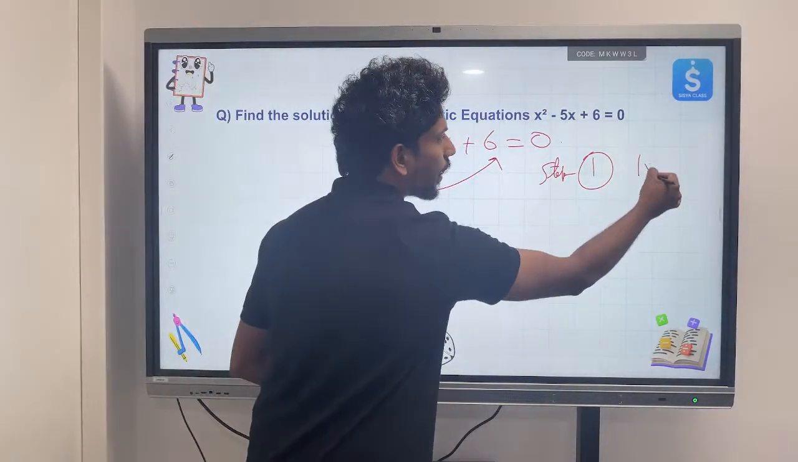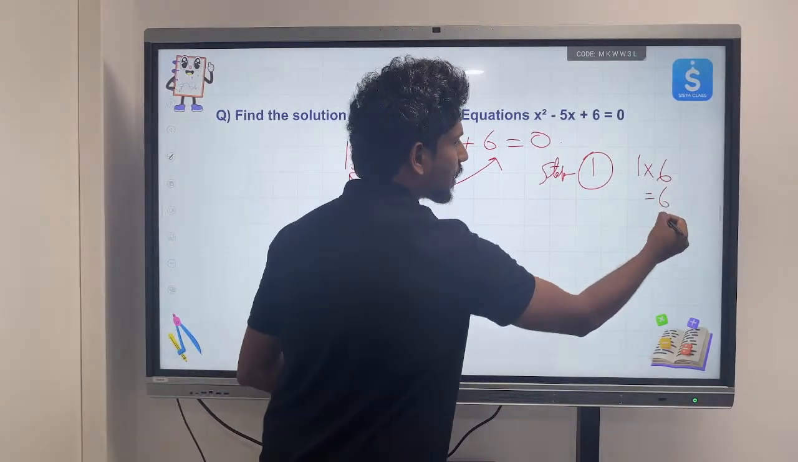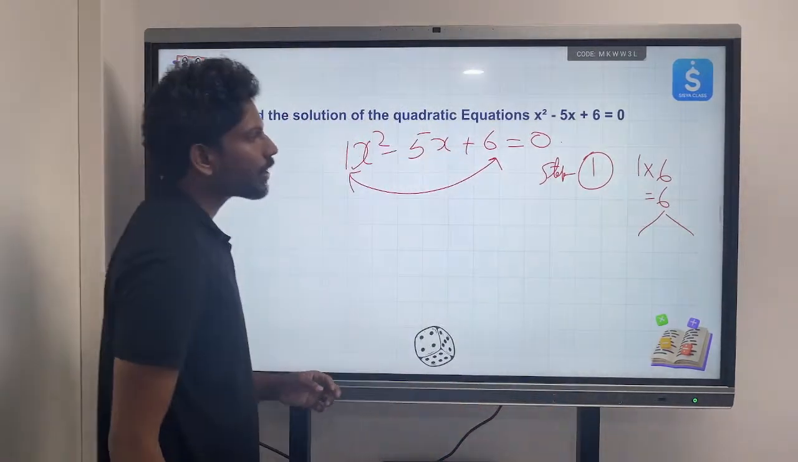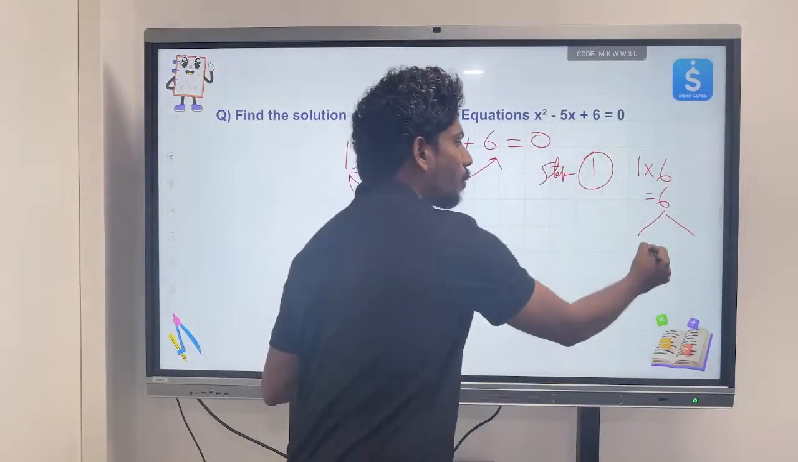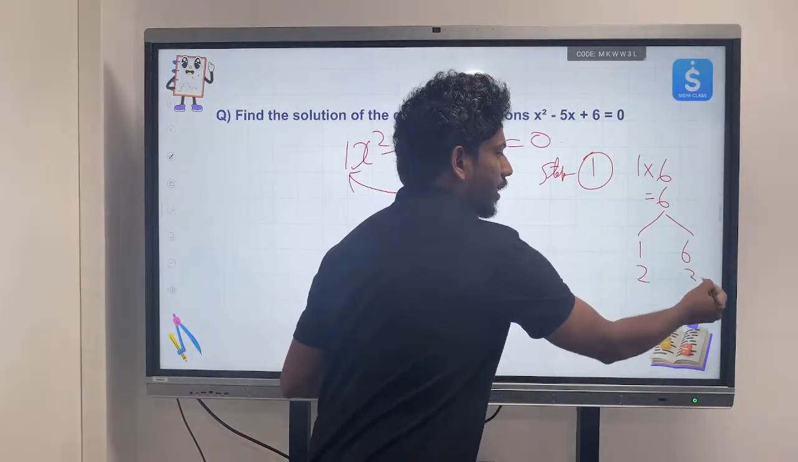So what is 1 into 6? The answer is 6. Now we need to further find the factors of 6. What are the factors of 6 we have? 1, 6, 2, 3. Yes or no?